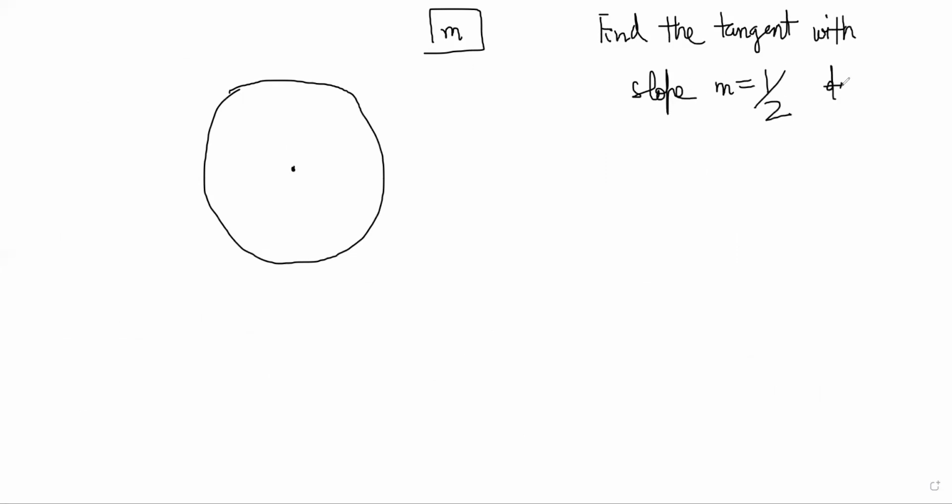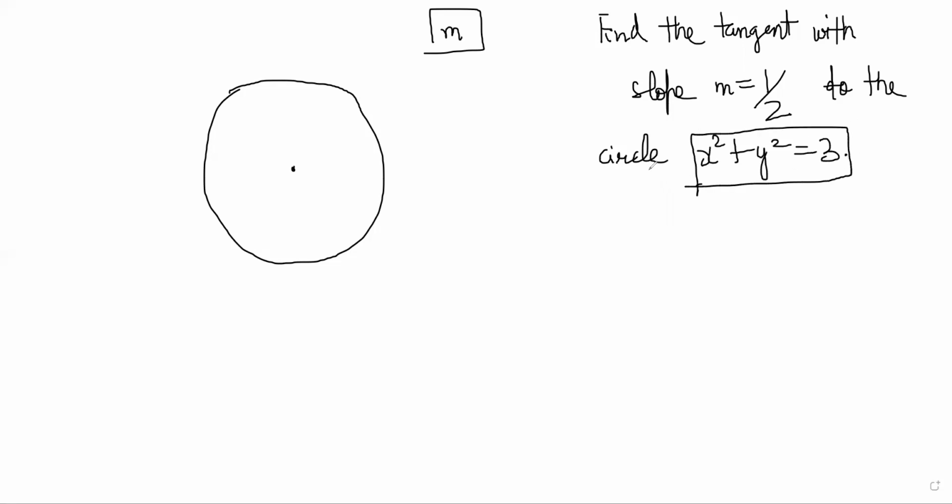All this tells us that if we have a circle and we want to find a tangent with a particular slope m, the question can be asked: find the tangent with slope m is equal to half to the circle x square plus y square is equal to 3, right? Then what we'll do is, I know the radius of the circle, a is equal to root 3, and I know m is given.